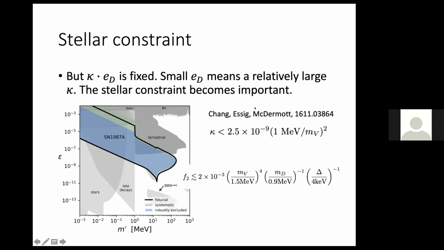We can directly convert this constraint into F2. Basically, this means F2 must be smaller than this number, something like 2 times 10 to the minus 3, for the typical values we're interested in.